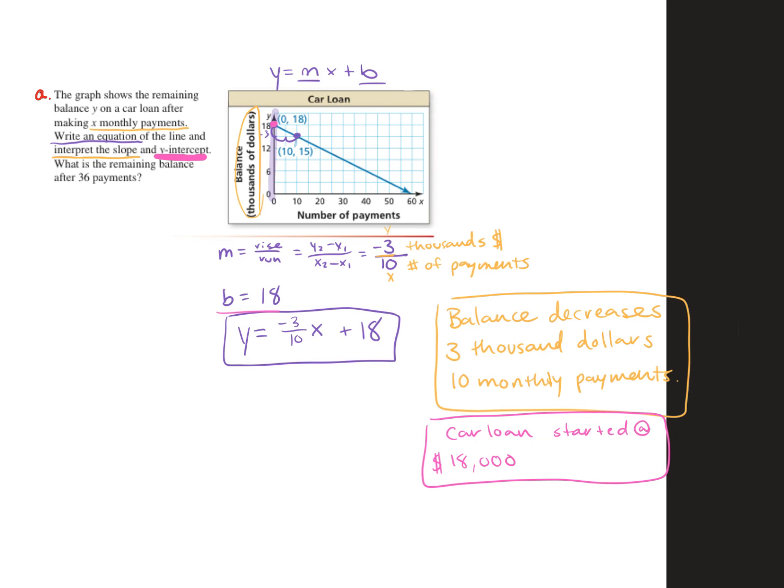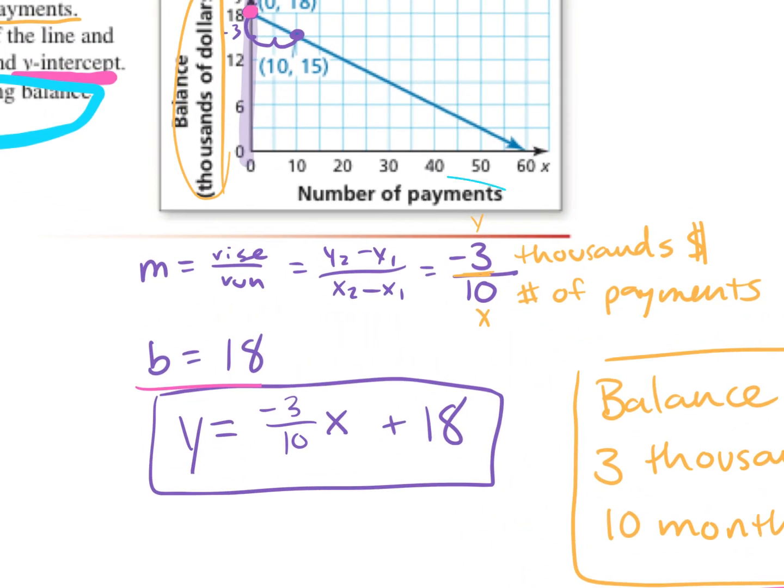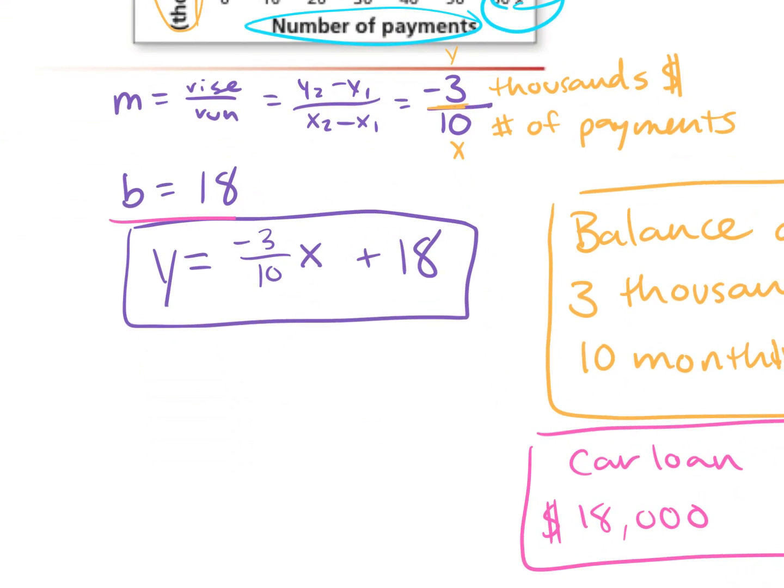Okay, and the last part of this question is, what is the remaining balance after 36 payments? So 36 is talking about the payments. Is payments my x or my y? The x. Payments is down here on the x-axis. So 36 is going to get plugged into the x. So I have y is equal to negative 3 over 10 times 36 plus 18. Now this one's actually doable numbers, so we're going to multiply it out and solve for y.